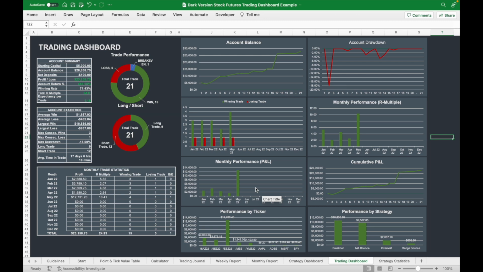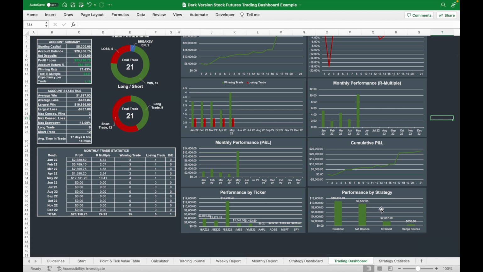The dashboard displays your account summary, including total profit and loss, your win rate, and account statistics like average win and loss. It also shows your monthly trade statistics such as profit and loss, R multiple, and winning and losing trades, in addition to charts that automatically update when you input data into the journal. These charts include pie charts that provide a visual representation of trade performance and graphs and bars that display your account balance, your account drawdown, your monthly winning and losing trades, your monthly performance by R multiple, your monthly performance by profit and loss, your cumulative P&L, performance by ticker, and performance by strategy.